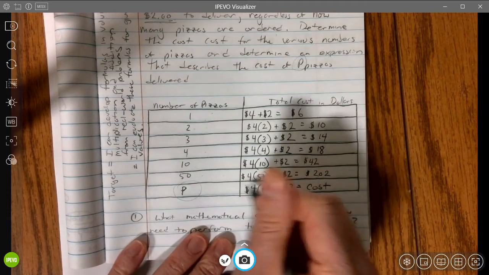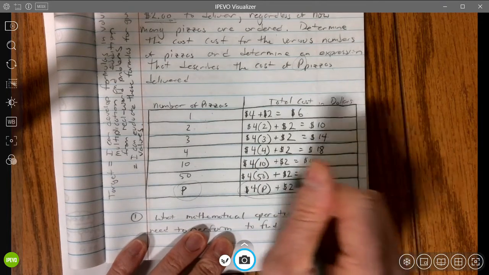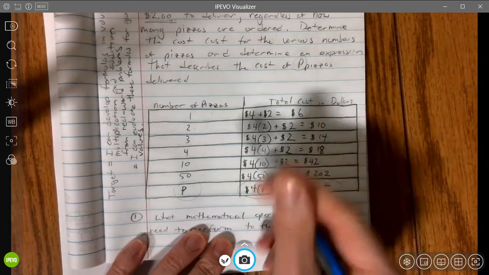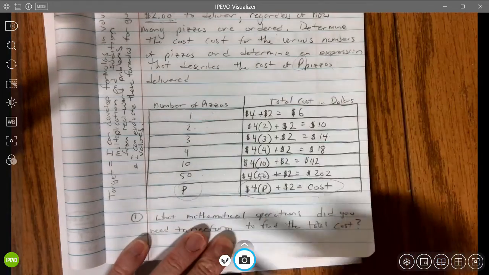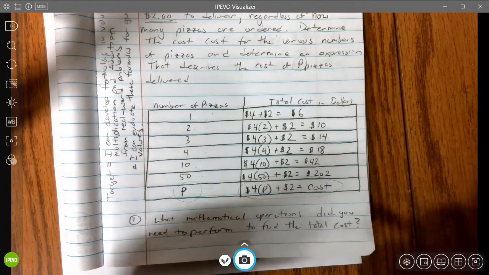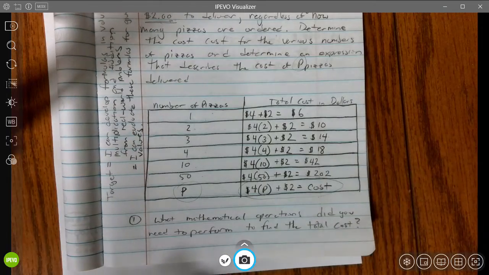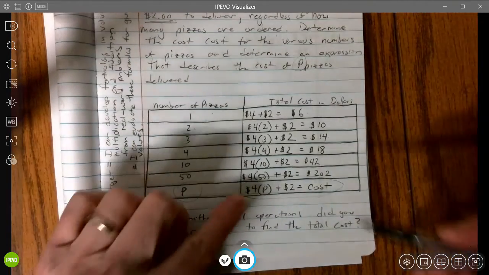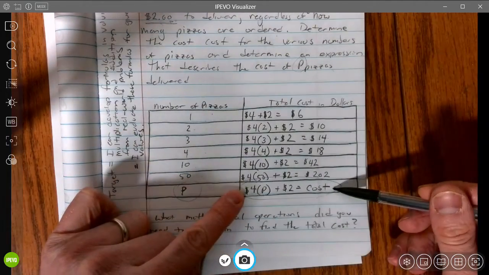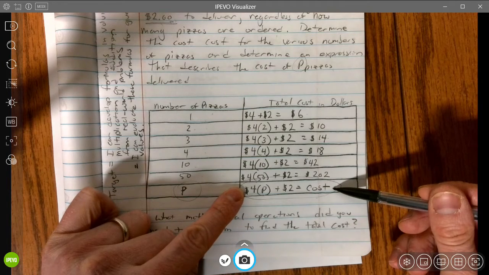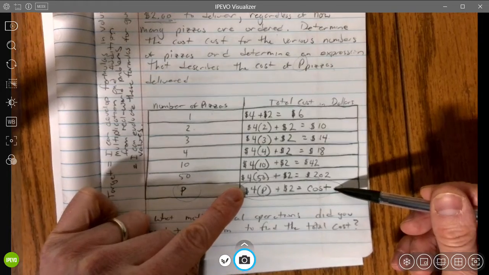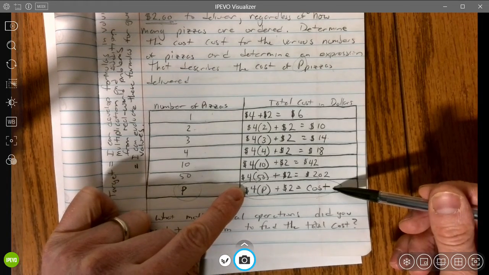So this is our expression, which takes all this information, plus the infinite amount of combinations available to us, and condenses it into this one equation here. 4P plus 2 equals our cost.